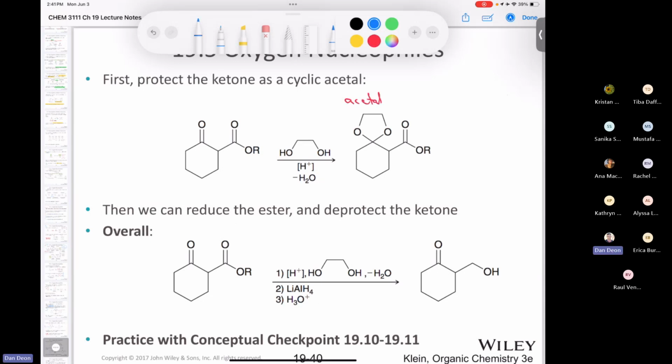and we have our ester. Because remember, this only works on an aldehyde or a ketone. So now in the next step, we can use lithium aluminum hydride to reduce the ester to the alcohol. And remember, the second step after lithium aluminum hydride reduction was treatment with H3O plus.